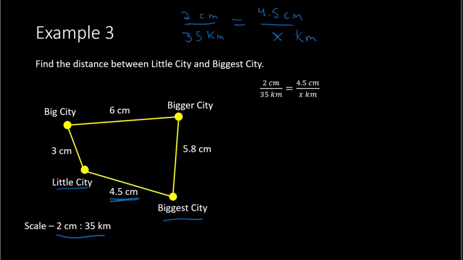When we solve this, we can ignore the units, so we just have 2 over 35 equals 4.5 over x. And then to solve, I can cross multiply. 2 times x equals 35 times 4.5. 35 times 4.5 would be 157.5. And then to get rid of this 2 with the x, I can divide both sides by 2. On the left side, the 2's cancel. I have x on the left, and then on the right, 157.5 divided by 2 would be 78.75. So the actual distance between little city and biggest city would be 78.75.